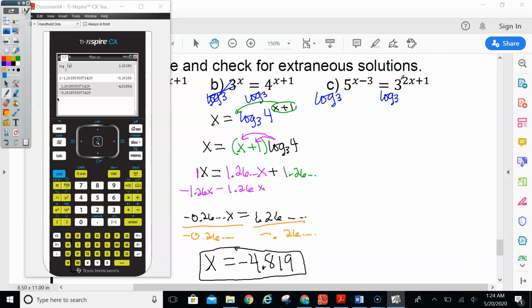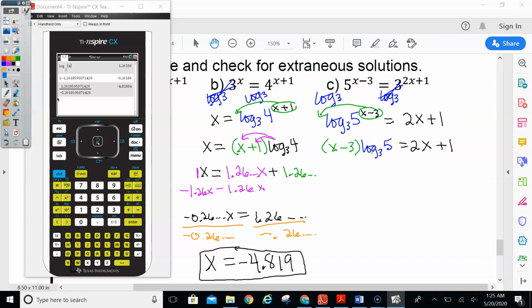So this side cancels out. So we're going to have log base 3 of 5 to the x minus 3 equals 2x plus 1. And since we have this in the exponent, we can take it and move it in front to make it x minus 3 times log base 3 of 5 equals 2x plus 1.